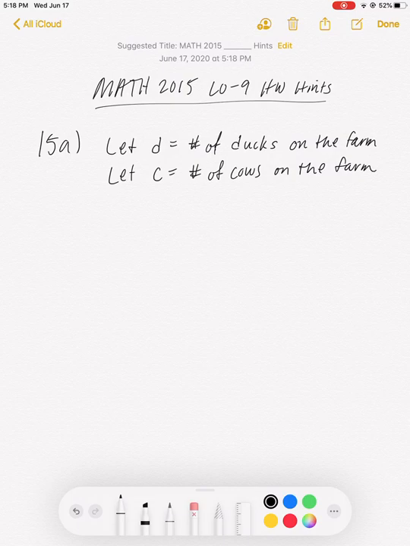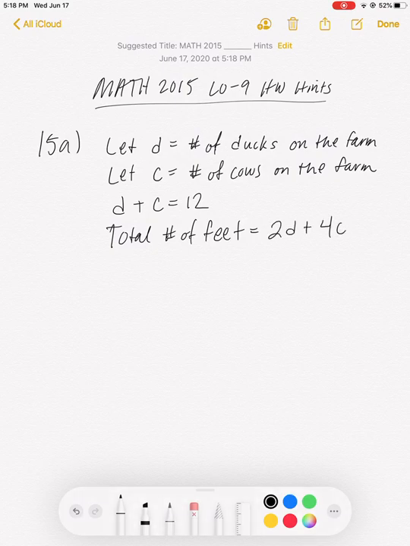We know that there are 12 animals on the farm, so we can write this equation, D plus C is equal to 12. Our goal is to write an expression for the total number of feet. So the total number of feet is equal to 2D plus 4C, because we have 2 feet for every duck and 4 feet for every cow. Technically this is an equation. This is the expression that they're looking for.